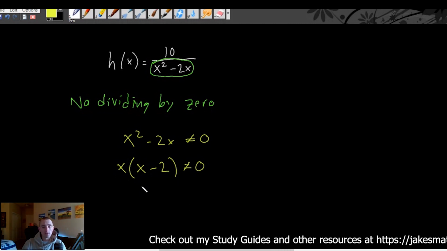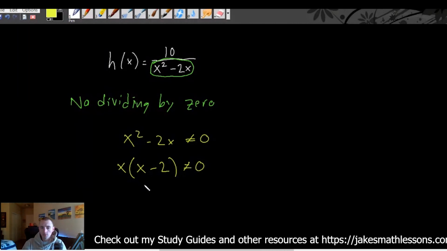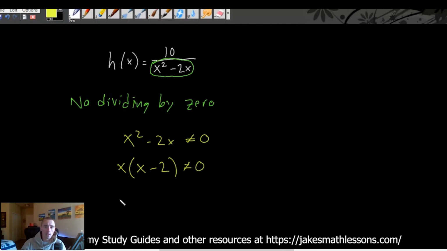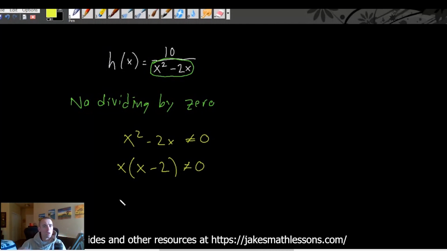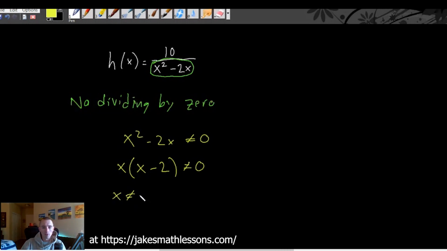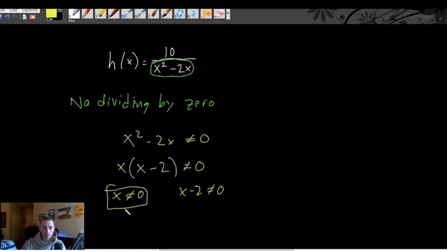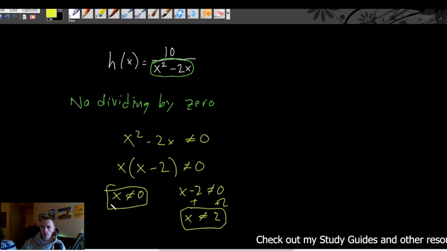So what we can do is split this up into two simpler equations, because 0 times any number will give us 0, so we need to make sure that neither of these numbers is 0. So we would have x cannot equal 0 and x minus 2 cannot equal 0. As long as we make sure that both of those are true, we should be good. So this one's already solved for: x cannot be 0. This one we can just add 2 to both sides, giving us x cannot be 2. So as long as x does not equal 0 and x does not equal 2, we should be fine.